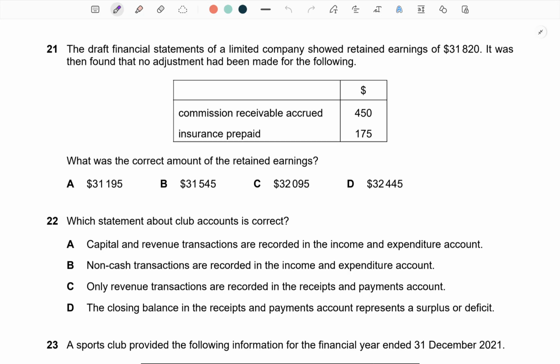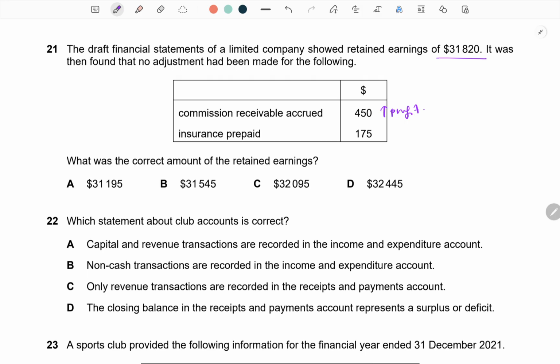So the draft financial statements of a limited company showed retained earnings of 31,820. It was then found that no adjustment had been made for the following. What was the correct amount of the retained earnings? Retained earnings is like profit. The draft profit is 31,820, but you have commission receivable accrued. What you need to do is include it in the current year income statement, in the current year profit. So this one will increase profit.